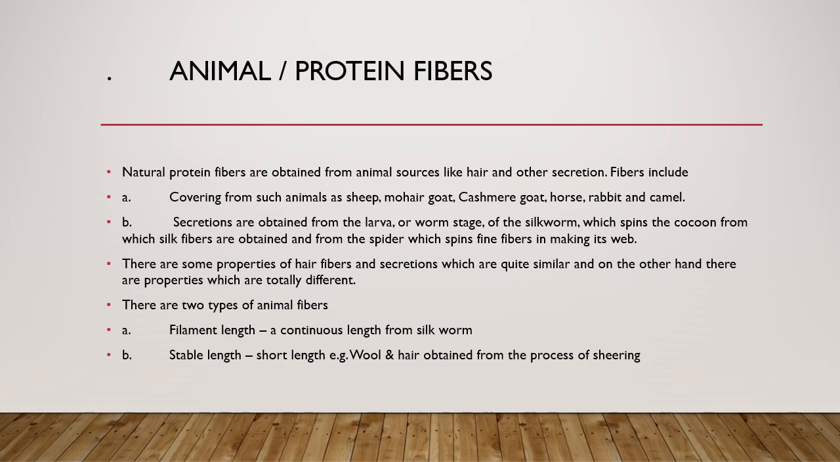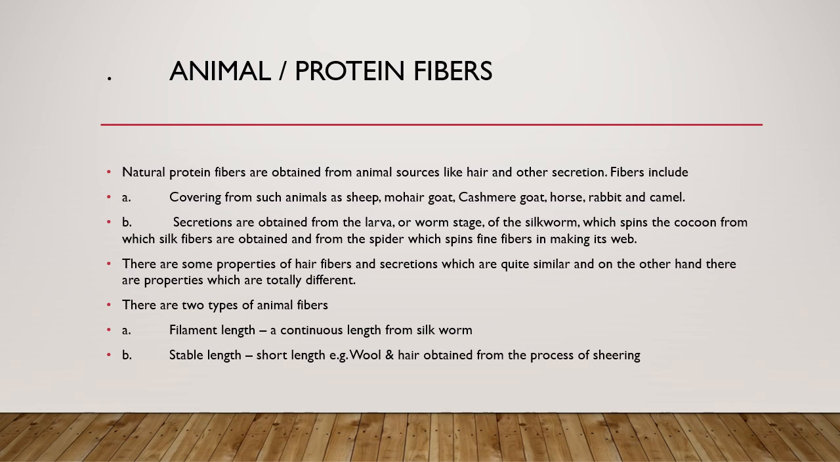There are some properties of hair fibers and secretions which are quite similar, and on the other hand, there are properties which are totally different. Then you have two main types of animal fibers. You have the filament length. This is a continuous length from the silkworm.